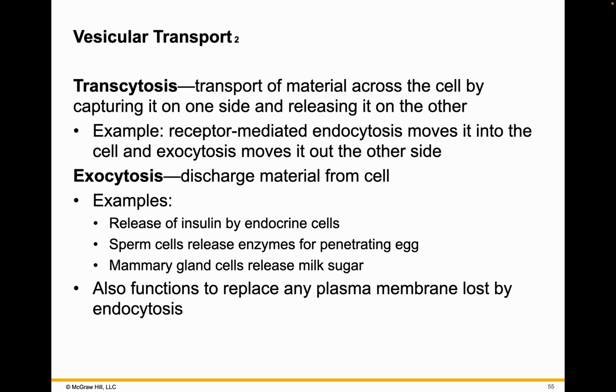Exocytosis is the discharge of material from the cell. For example, releasing insulin by endocrine cells, sperm cells releasing enzymes to penetrate the egg, and mammary glands releasing milk sugar. It will also function to replace plasma membrane lost by endocytosis.